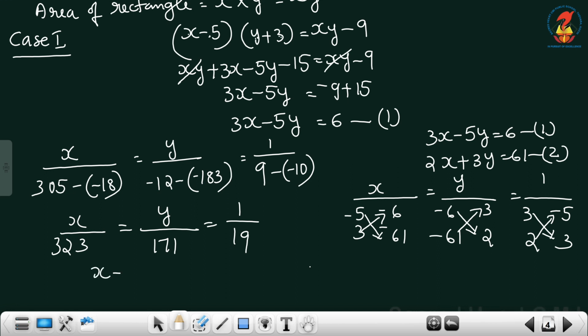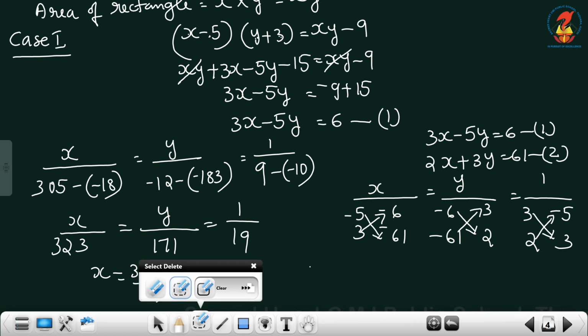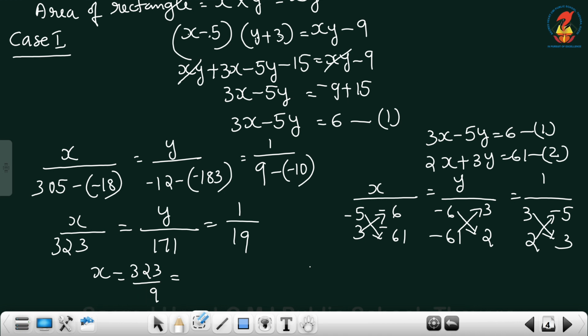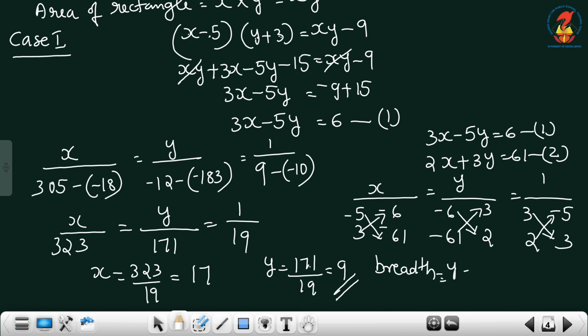Okay, x is equal to 323 by 19 equal to 17, y equal to 171 by 19 equal to 9. Breadth y equal to 9 units, length x equal to 17 units.